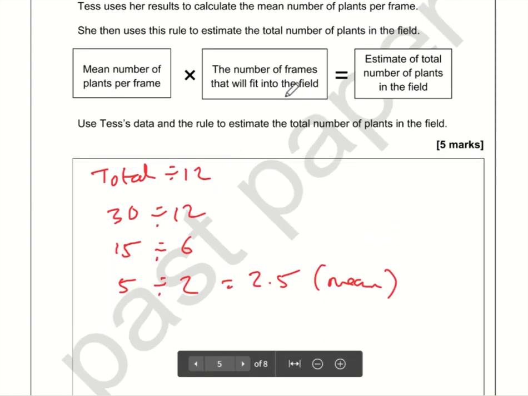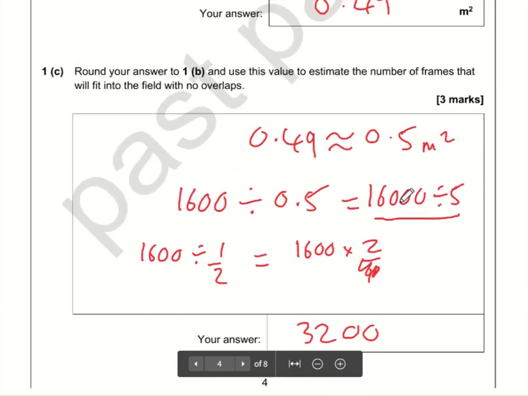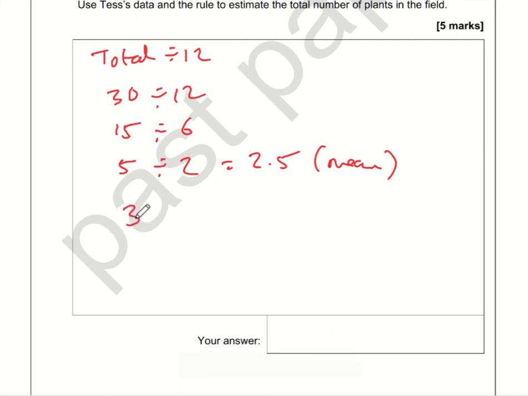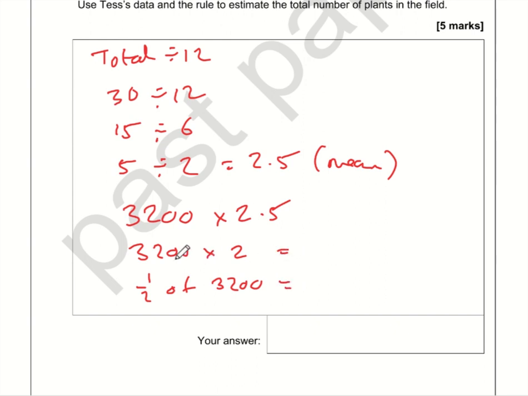Now the number of frames that will fit into the field I've already worked out. This is the number of frames, 3,200. So 3,200 multiplied by 2.5. What I would do here is just do 3,200 times 2, and 0.5 is a half. So what is a half of 3,200? And then just add these two values together. 32 times 2 is 64. Put the 2 zeros back in. A half of 32 is 16. So a half of 3,200 is 1,600. And add these two together. 0, 0. 10, carry the 1, 6, 7, 8, so 8,000.